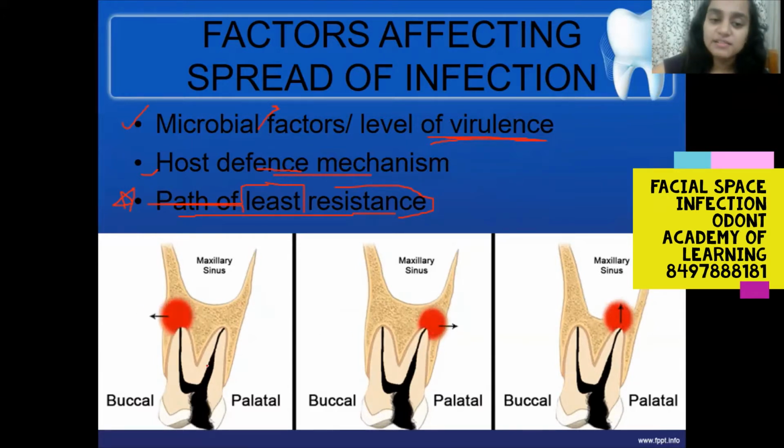This is a maxillary molar, where we can see the infection spreading from the buccal root of the molar. It spreads radially from the periapical area and encroaches on the buccal cortical plate, and in future it can form a swelling in the buccal area, or can go into the vestibule.